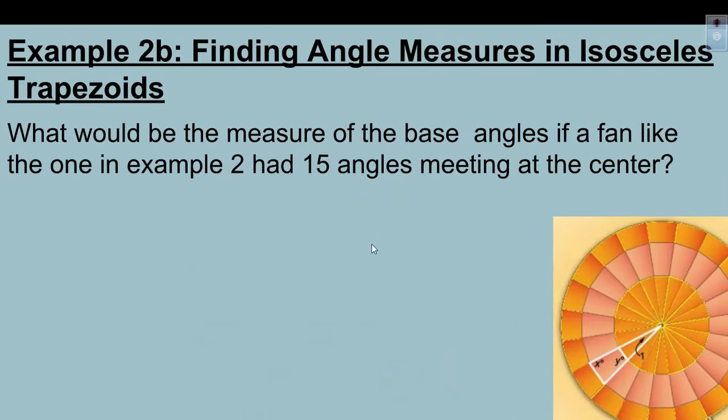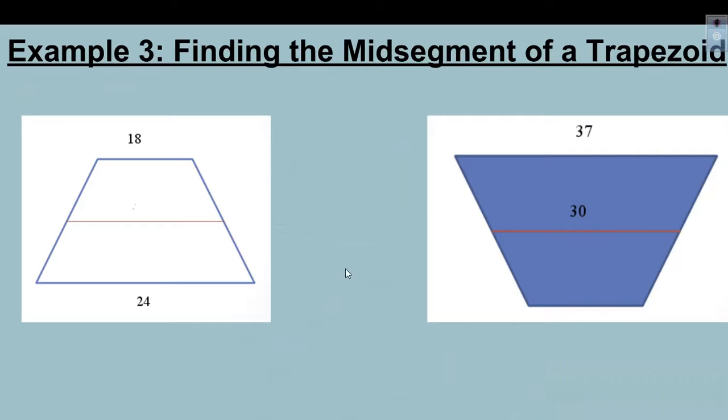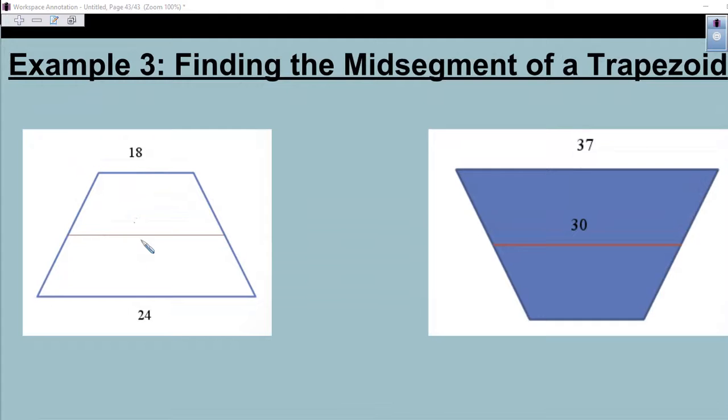All right, so let's take a look now at example 3, finding the midsegment of a trapezoid. If you go back and look at the equation, it says that we find our midsegment is equal to half times the sum of our bases. So let's call this x, my midsegment. x is equal to 1/2 of 18 plus 24. So 18 and 24 gives us 42, and half of 42 is going to be 21.